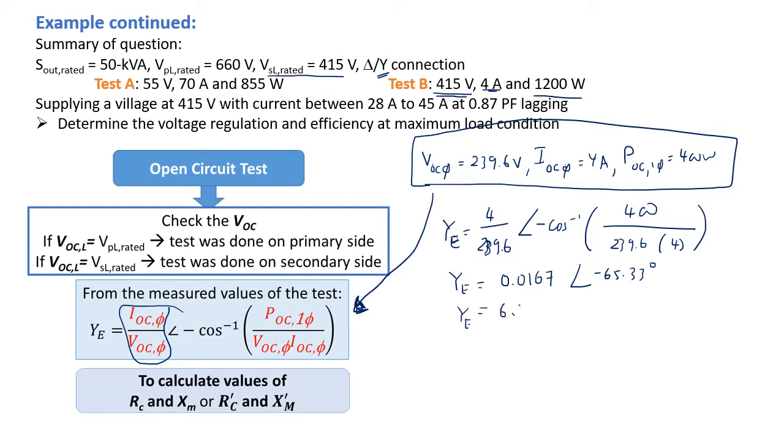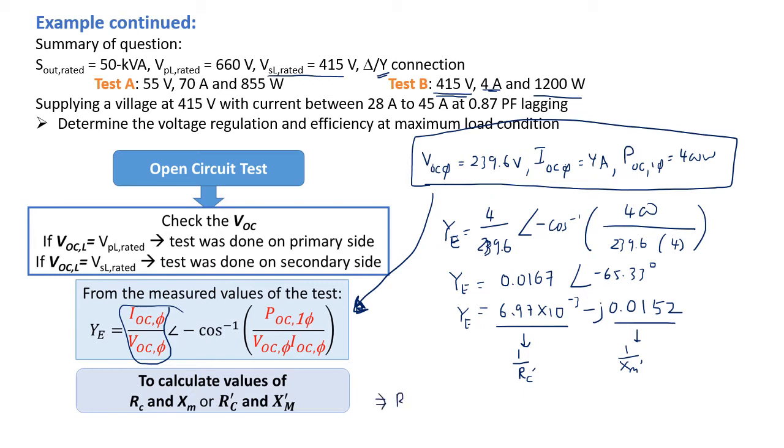So 6.97 times 10 to minus 3 minus j 0.0152. Now the real part, we know from our previous learning in class, is equal to 1 over RC prime, and the imaginary part will equal 1 over XM prime. RC prime and XM prime, because the test was done on the secondary side.